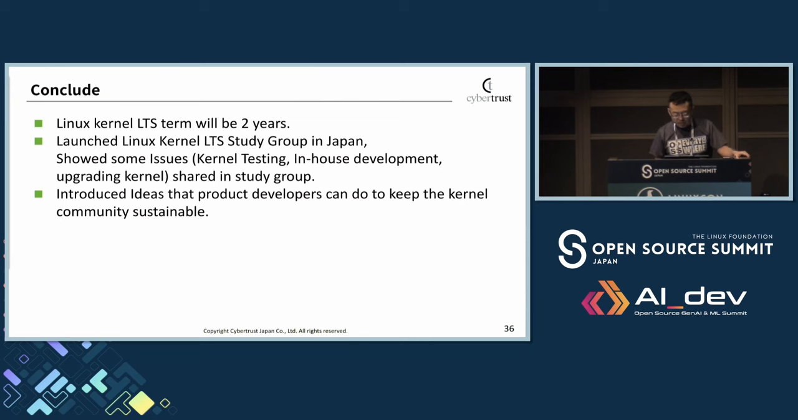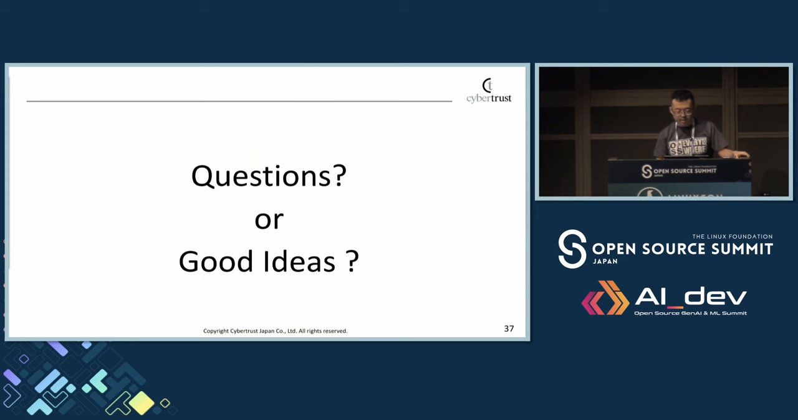These are things the product department can do to keep the community alive, which means sustainability. So, what are some of your ideas? Do you have any ideas? I'd be happy to hear them, so please share them openly. That's all for my session. Questions or good ideas to keep the kernel ecosystem going?